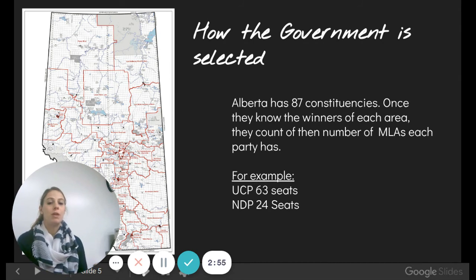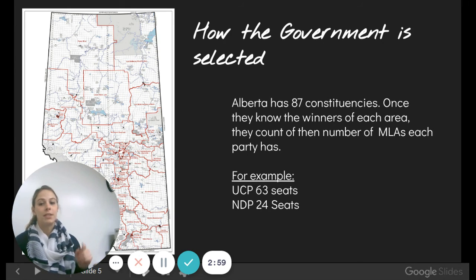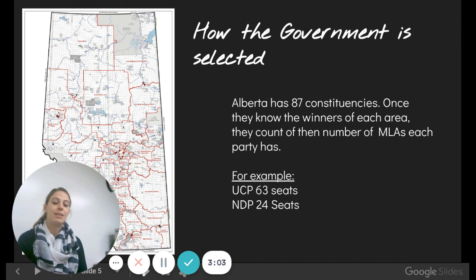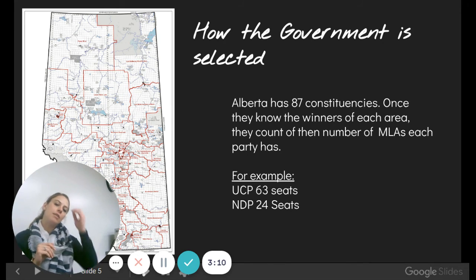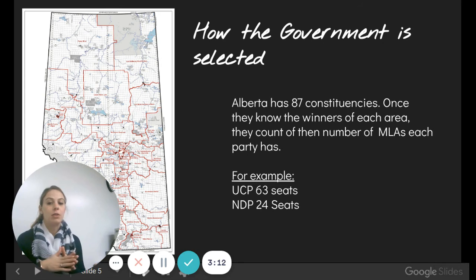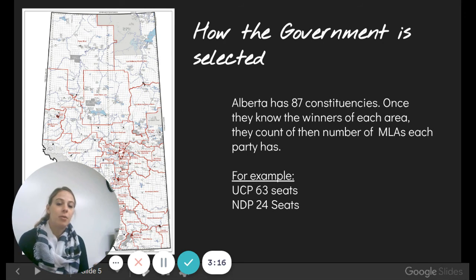So once we know who the MLAs are and which party they represent, they count up the number of seats each party has. So for example, right now the United Conservative Party has 63 seats. So 63 of the constituencies have a United Conservative Party MLA. And the New Democratic Party has 24 seats. So there are 24 constituencies that have New Democratic Party candidates or MLAs that won there.